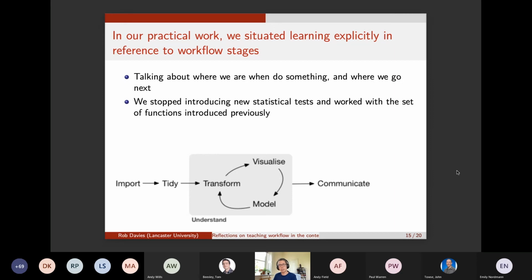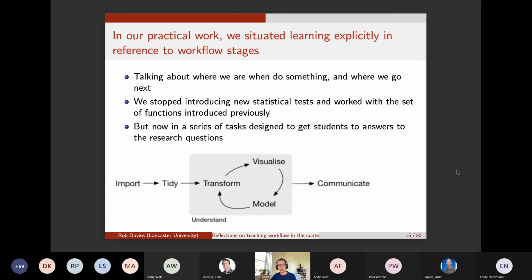What we were doing is working with the tests in a workflow that would get us from research questions to answers given the data. We were using functions introduced previously, and we were working through tasks, the kinds of tasks you'd need to do in a professional context to provide evidence in order to address the questions that you've got.